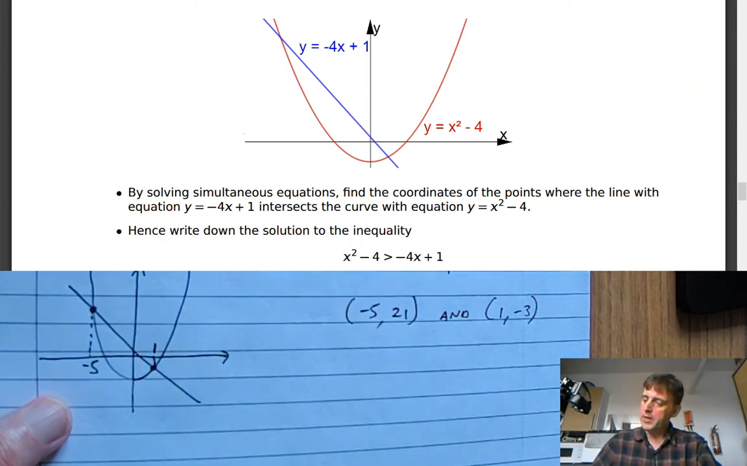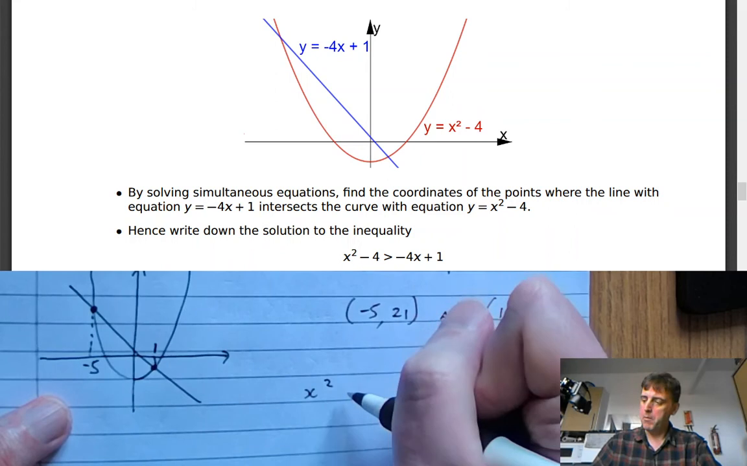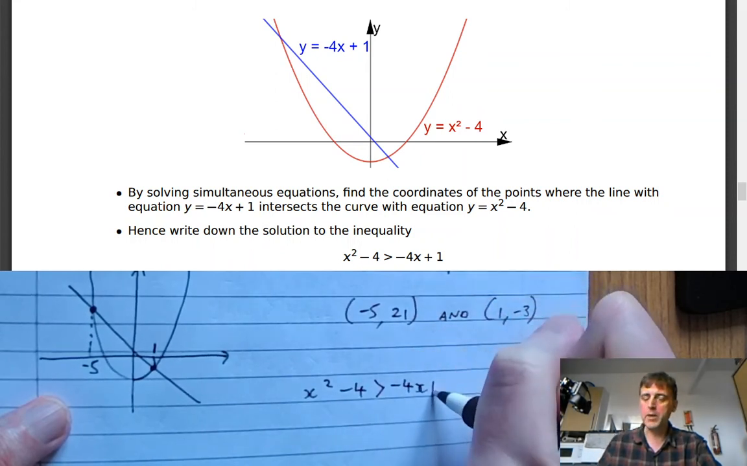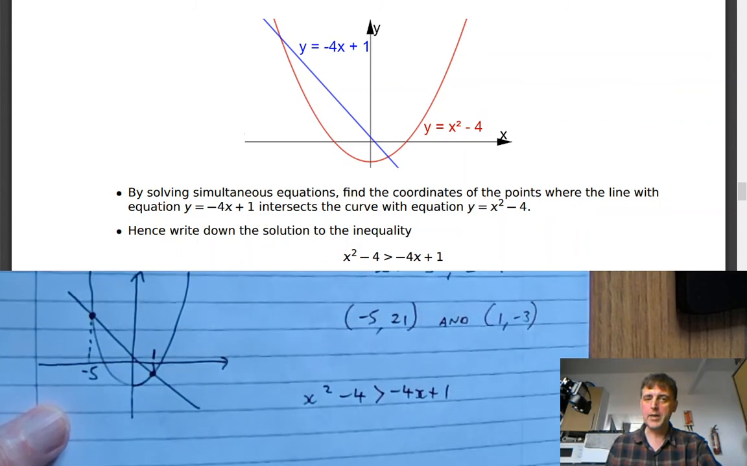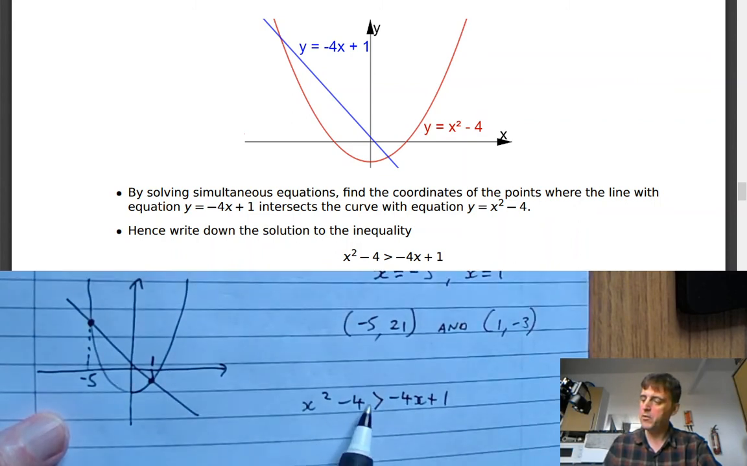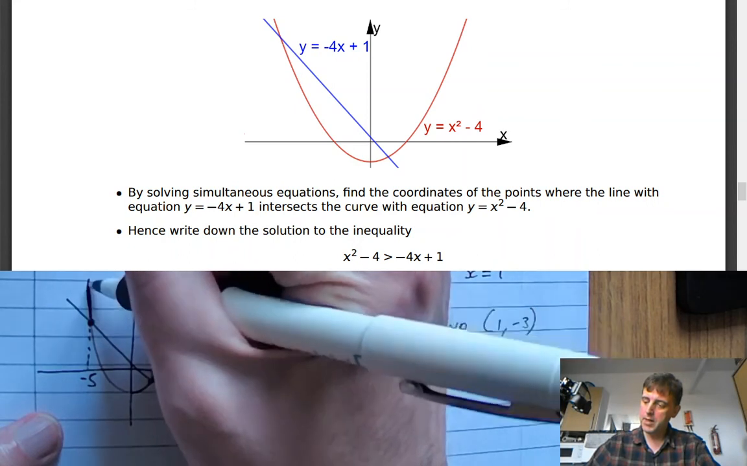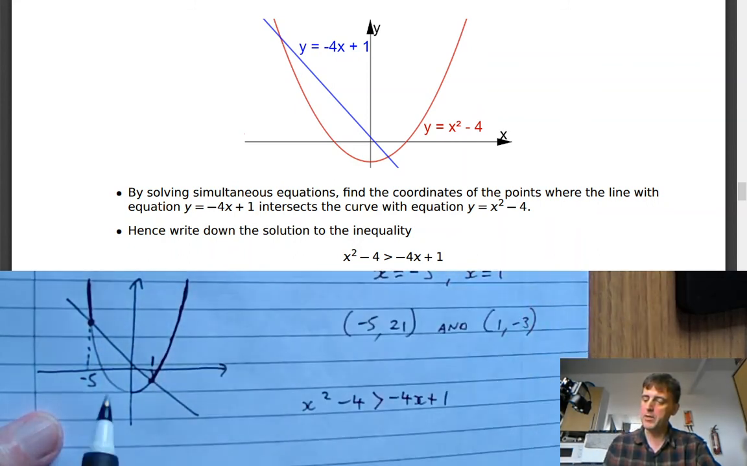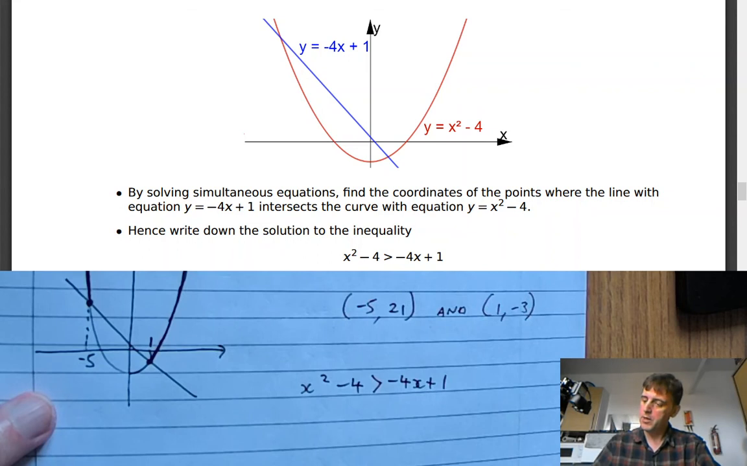So the inequality x squared minus 4 greater than negative 4x plus 1, what I need here is for the curve to be above the line. Okay, I need the quadratic curve to be above the straight line. And that's going to happen here and here. So I'm looking everywhere to the left of negative 5 and everywhere to the right of positive 1 here. So let's just write that down here.